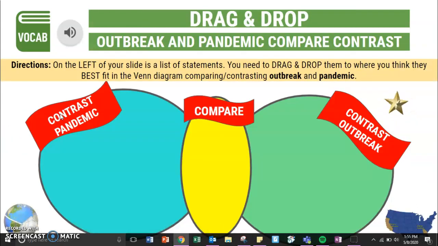Then, please drag and drop items into this Venn diagram, further deepening your knowledge of those vocabulary words.